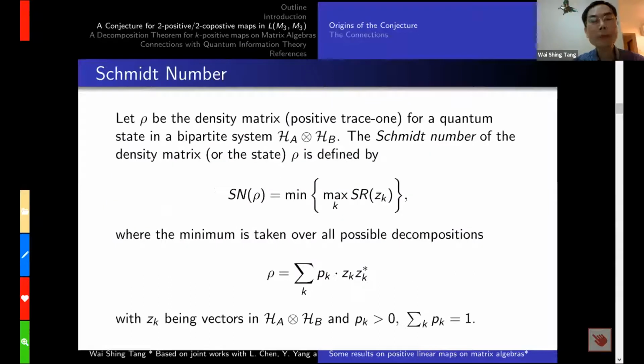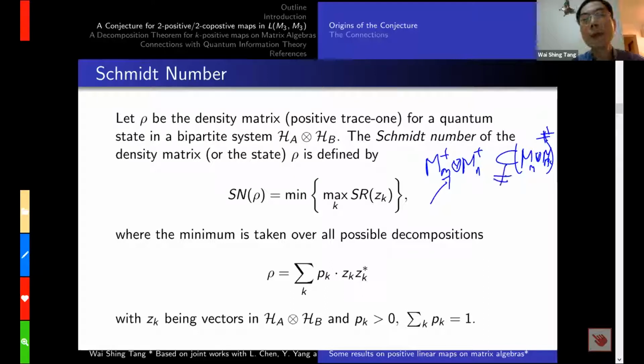Okay. So now you recall that Mn tensor Mn plus is sitting in the biggest cone, the whole positive cone in Mn tensor Mn, right? Then we know that those maps in this smallest cone are called separable. So it means that we have a lot of things in between. So then one would like to have a better understanding of the gap in between.